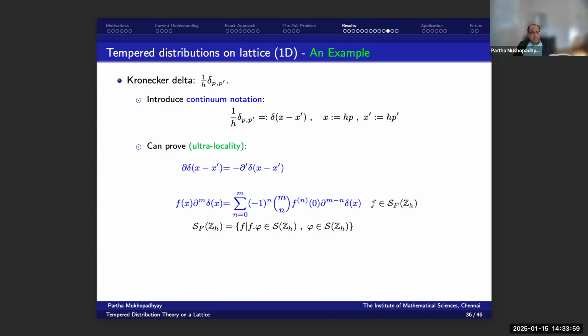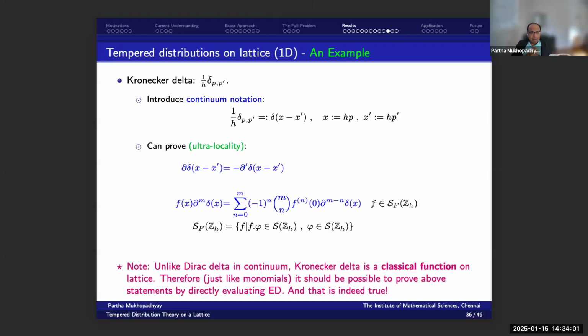Now, here is the relation to direct calculation. Unlike in the case of the continuum, where you have the Dirac delta function, which is a genuine distribution in the sense that it is not a classical function and you cannot represent it as a classical function, that is not the case on the lattice. The Kronecker delta function is a distribution. It is not a Schwartz function, but it is a genuine function. You can write numbers for it. It's a well-defined function, so you do not have to define it using the inner product.